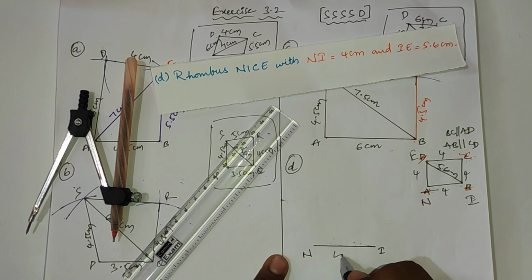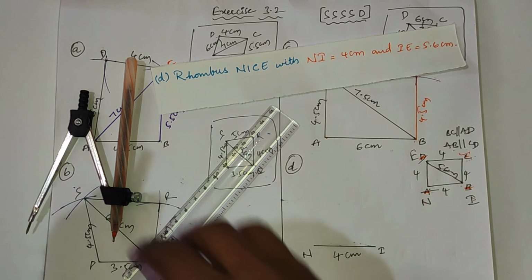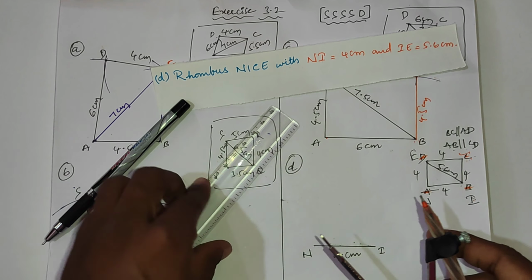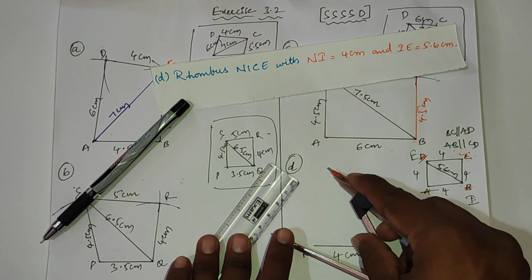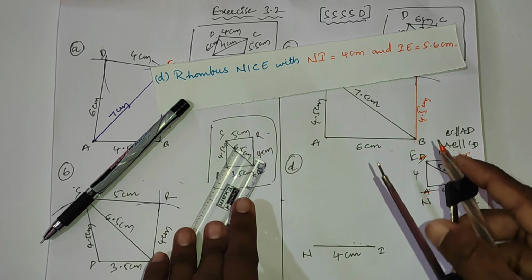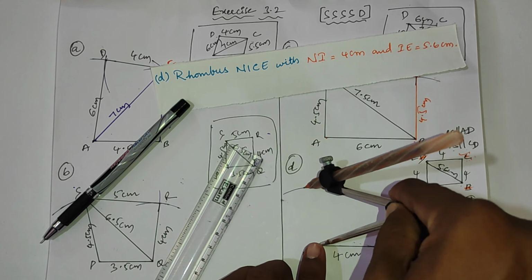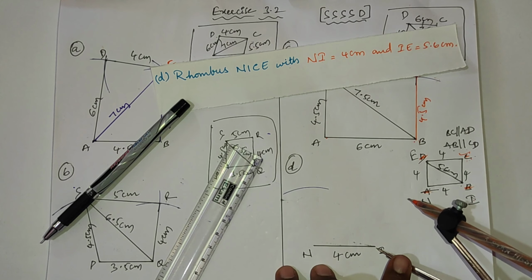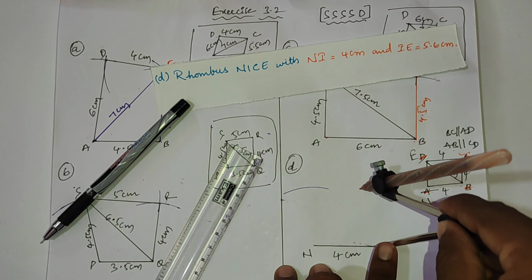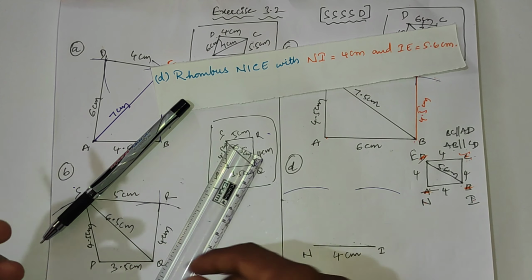NI has 4 centimeters. Okay, now taking N as a center, how much should we draw? Again 4 centimeters only, because we know all sides are equal in a rhombus. Taking N as a center, drawing a 4 centimeter arc, and again with the help of center I, again drawing 4 centimeters. Okay, because they are equal in length.